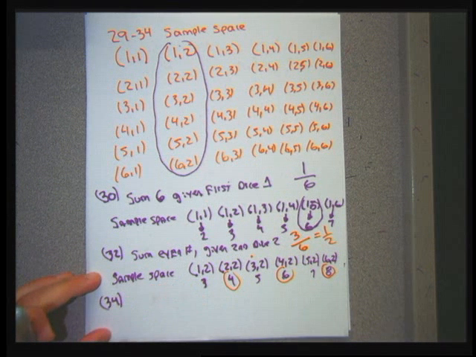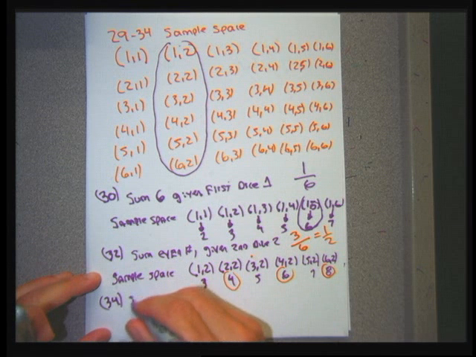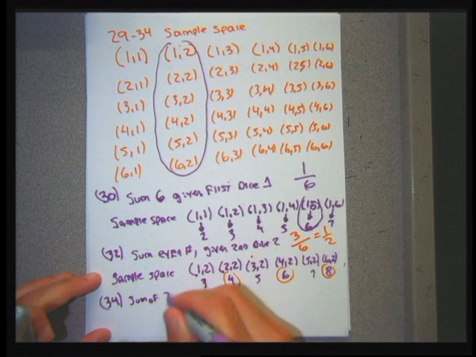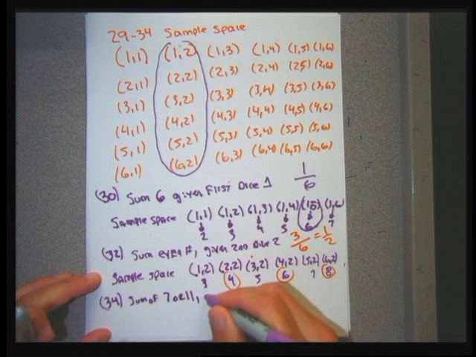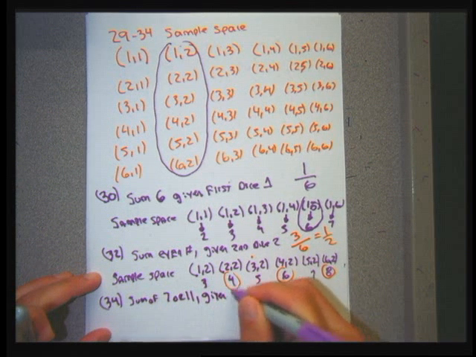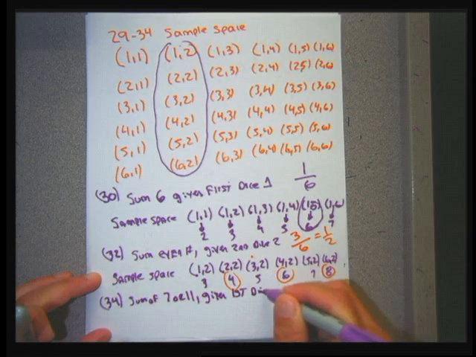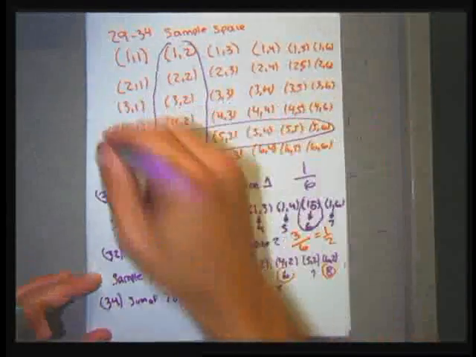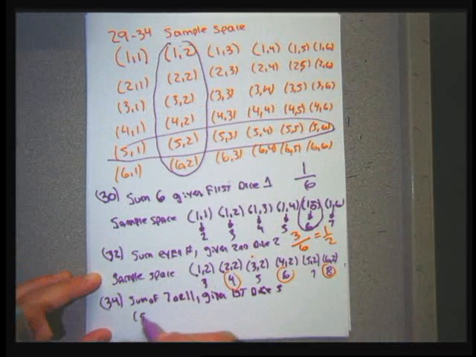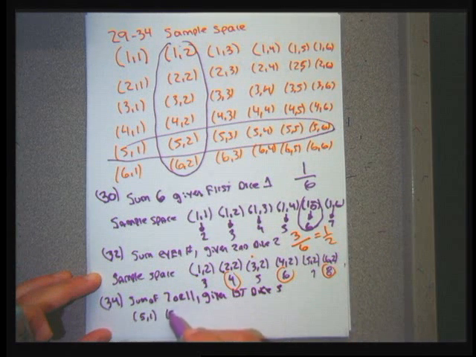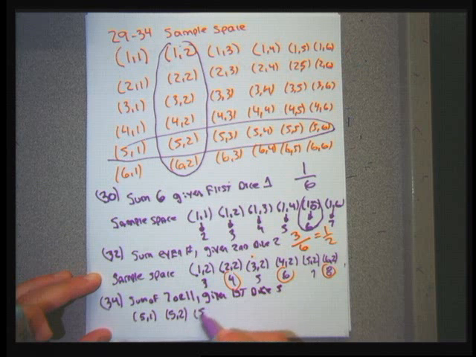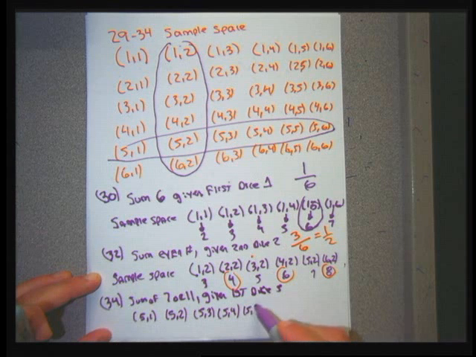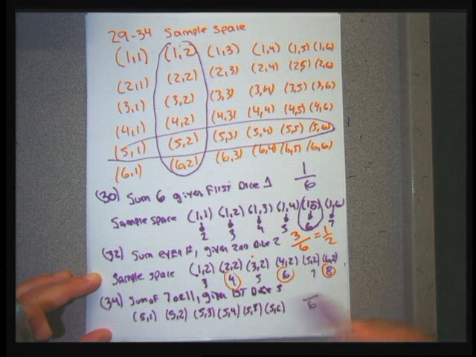And then 34, getting a sum of 7 or 11 given the first dice is a 5. That's this. So the sample space that I'm looking at for problem 34 is 5, 1; 5, 2; 5, 3; 5, 4; 5, 5; and 5, 6. The denominator is going to be 6 for this probability.